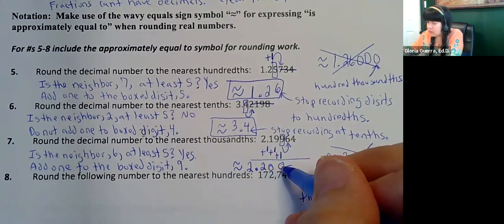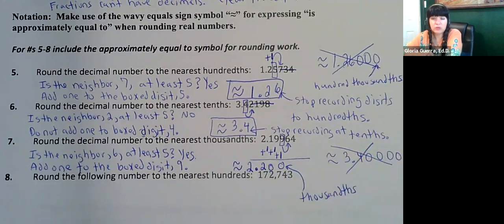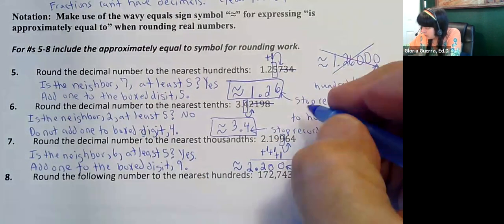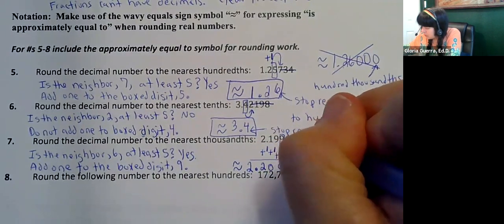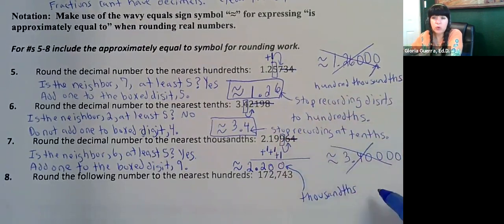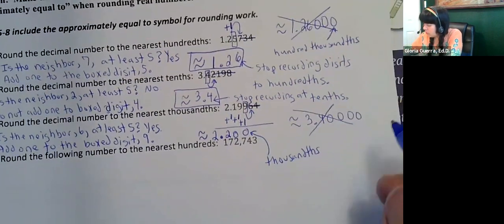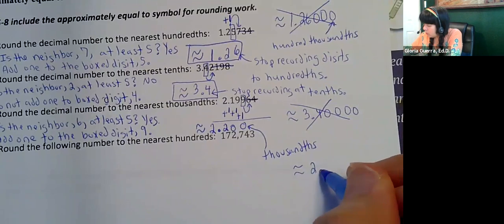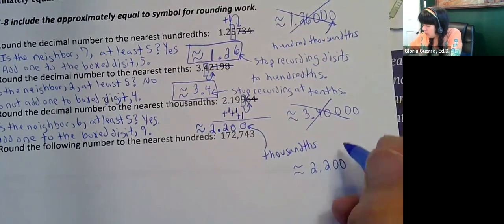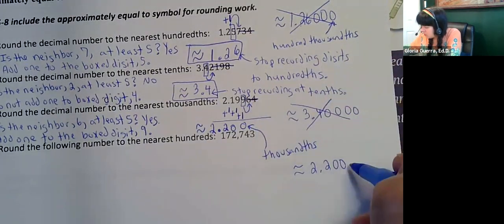Tens, hundreds, thousands. So 2.200. Tens, hundreds, thousands. Okay. And these, the 6 and 4, yeah, they zero out, but you don't record those. So this would be wrong to put 2.200 and then put the 0 for the 6 and then a 0 for the 4.